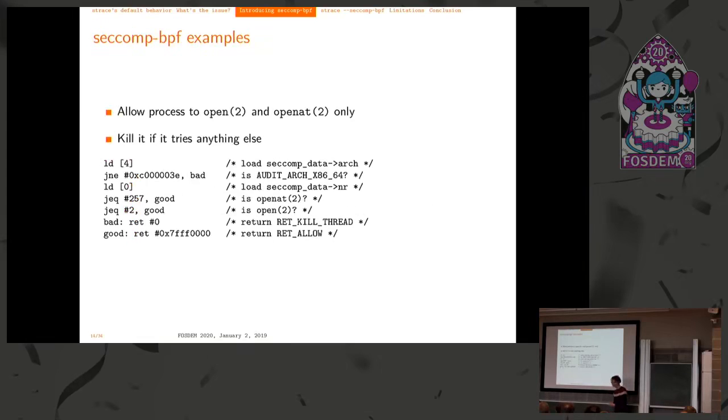Okay, so one example: if you want to allow a process to do open and openat syscalls, but you want to kill it if it tries anything else, you're going to load this small cBPF program in the kernel. The third line is actually loading the syscall number. So it's the nr field of seccomp_data. Then you're going to compare that with 257, which is openat, and then 2, which is open. And that's only true on the x86-64 architecture.